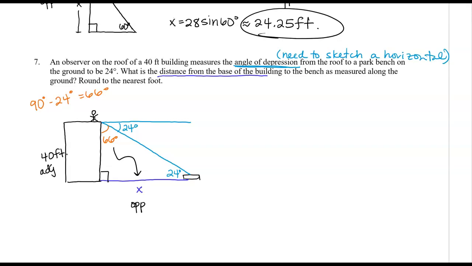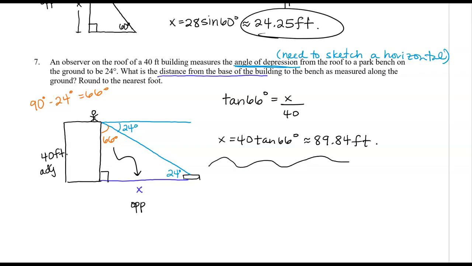So if I'm using the 66 degrees, I would use the tangent function because SOHCAHTOA tells me that tangent of 66 degrees is equal to opposite over adjacent. And then I would multiply both sides of this equation by 40 to get that x is equal to 40 tan 66 degrees. And that comes out to be approximately 89.84 feet.